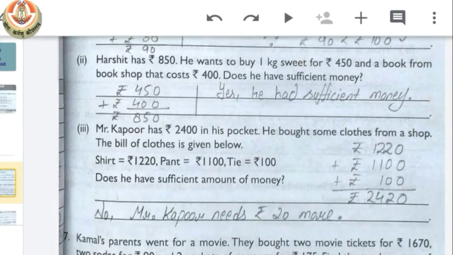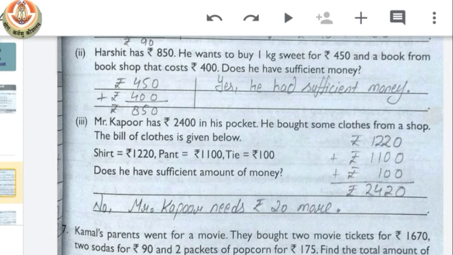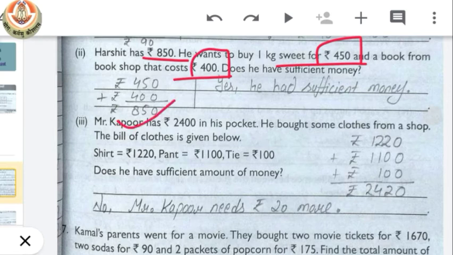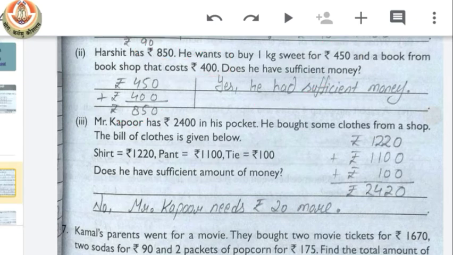Next is Harshit has 850 rupees. He wanted to buy 1 kg sweet for 450 and 1 book for 400. So we have to answer, does he have sufficient money or not? When we add the rate of the sweet and the book, which is 450 plus 400, that is 850, and it is the same amount of money that Harshit has. So that means yes, he has sufficient money. Now the next question is Mr.